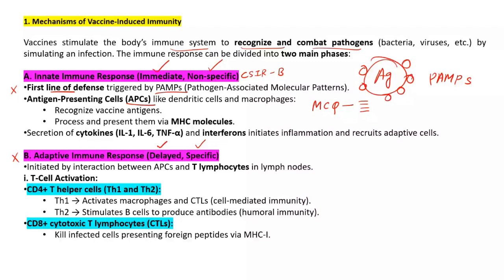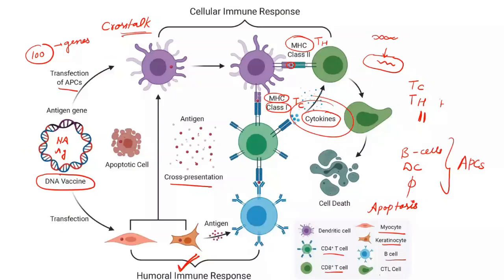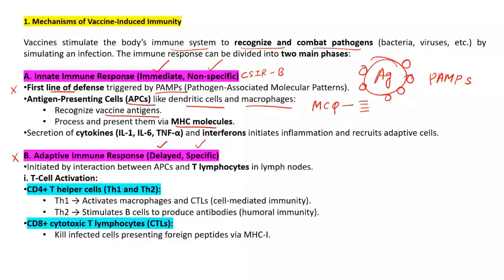So antigen presenting cell like dendritic cell and macrophages will recognize vaccine antigen. They will process and present them to MHC molecules, and what they will do, MHC molecule क्या करता है? See here, they will release cytokines. Cytokines release करेगा which will be inflammatory responses. So these are the things. What kind of cytokines they can release? Interleukin 1, interleukin 6, tumor necrosis factor alpha, and different kind of interferons. It depends on what type of antigen it is. अगर viral होगा तो अलग-अलग type के release होंगे, bacterial होगा तो अलग-अलग type के release होंगे.